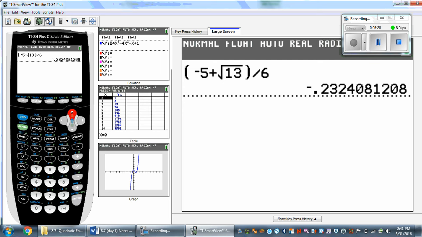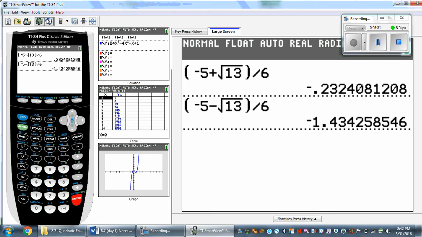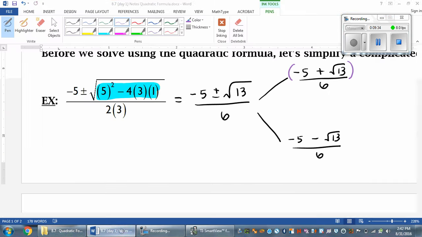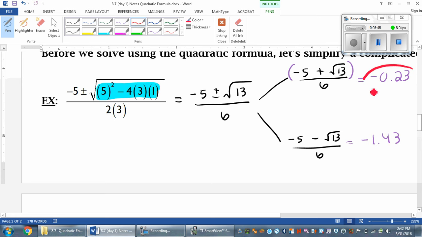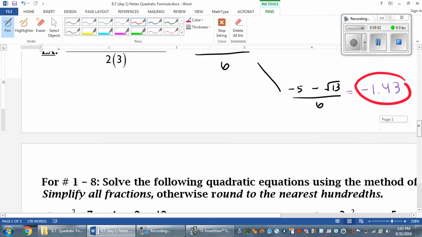Now, let's say we don't want to write it again. You can arrow up, press enter, and then arrow over to the plus and turn it to a minus. So my second solution is negative 1.43. So my first one ends up being negative 0.23, and this one ends up being negative 1.43. Those are my two solutions, and we're going to write them in order. Okay? All right, let's move on to the next page.